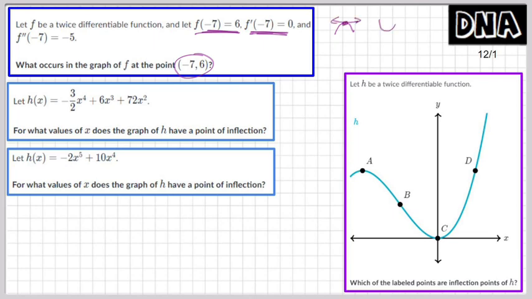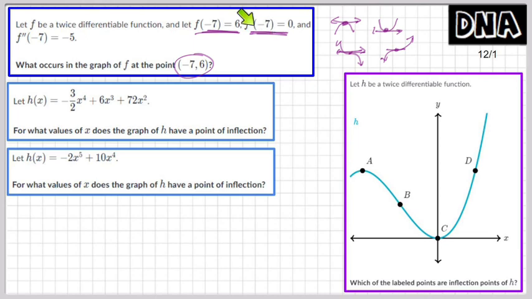Or the graph does this, right here, horizontal tangent line. Or the graph does this, right here, horizontal tangent line. Or the graph goes like this, right here, horizontal tangent line. So we have all these things happening.